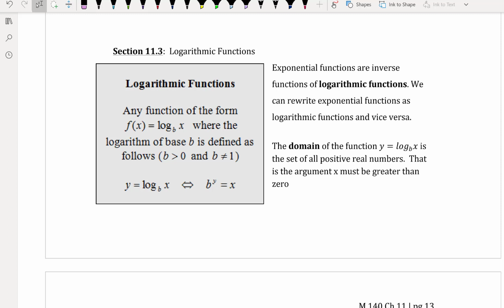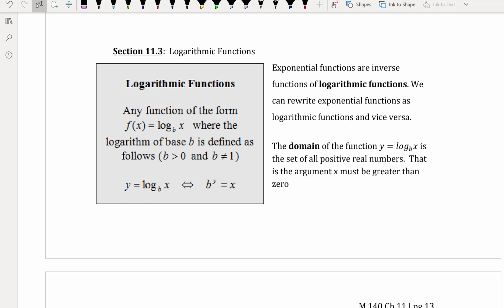This is all about the logarithmic functions. Exponential functions are inverse functions of logarithmic functions. We can rewrite exponential functions as logarithmic functions and vice versa. The domain of the function, when it's a log, is the set of all positive numbers. That is, the argument x must be greater than 0.